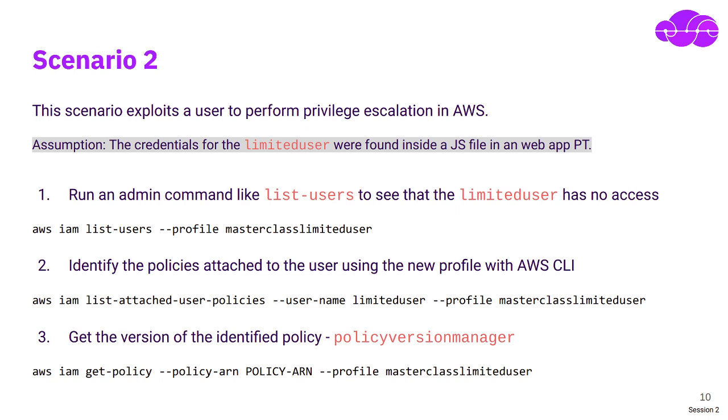where we had identified a user with very limited privileges, but were able to escalate our access to an admin because the policy had certain functions, certain API calls, certain permissions that it allowed us to access. Okay, so this scenario exploits a user to perform privilege escalation in AWS. The assumption, as I said earlier, is these credentials that you just generated and added to your profile were found inside a JS file in an application penetration test. Okay, let's start with that assumption.